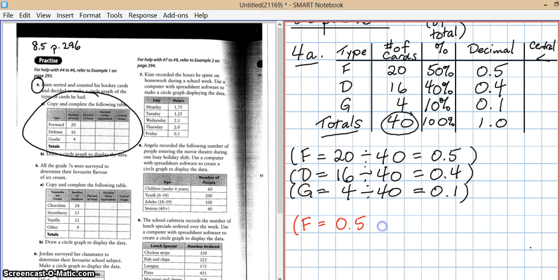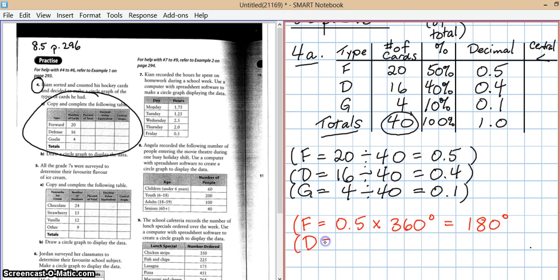We're going to take that number and multiply it by 360 degrees, because remember that 360 degrees is the sum of the central angles in a circle graph. So we want to find 50% of 360 degrees, and that's going to be the size of the angle that we're going to draw for our circle graph. 50% of 360 is 180 degrees. So 180 degrees is going to be the size of the angle that corresponds to the forward section. Next, we do the defense cards.